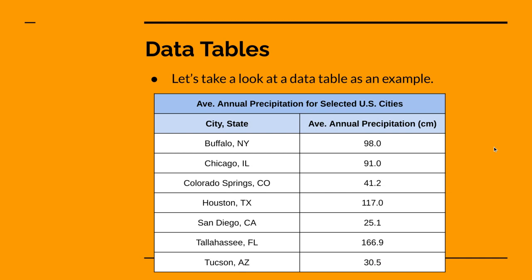So here is an example data table, and we're going to use this data table in the other video, showing you how to make a graph by hand. We're going to use this one right here. But anyway, taking a look at this, I'll just get the color thing out of the way.